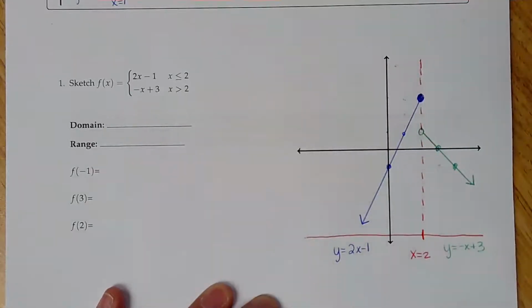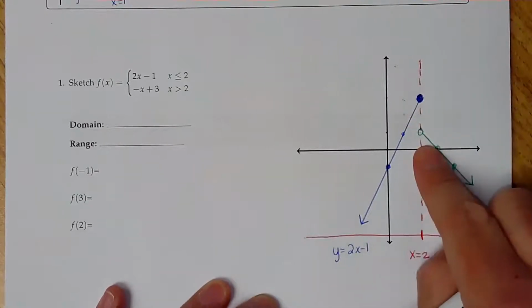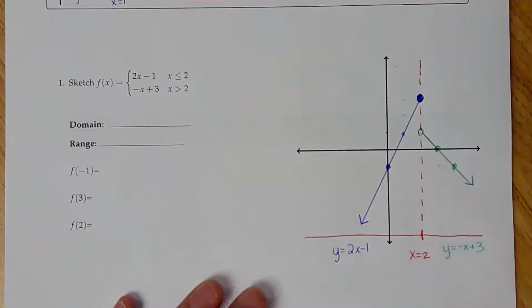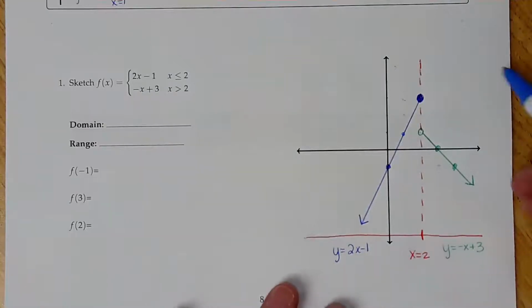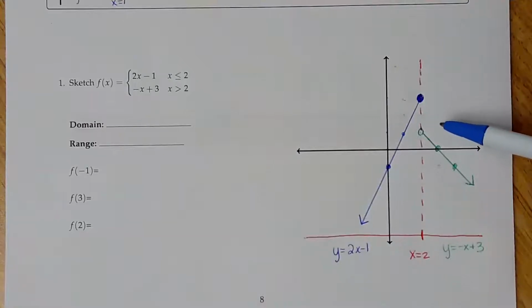Okay. If both of these dots had been colored in, then this function would fail the vertical line test, so it wouldn't be a function. Okay, so typically you should have one filled in, one not, or both of them not filled in. That's certainly a possibility too, but not both filled in.